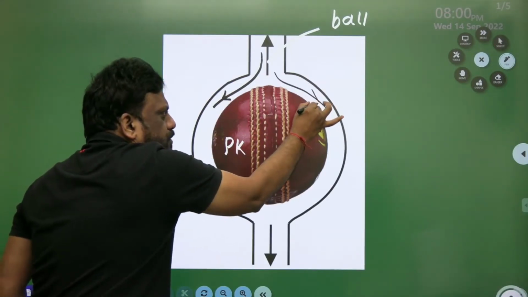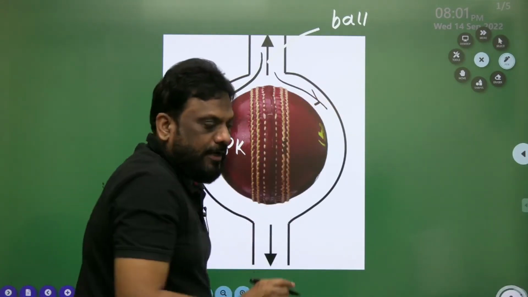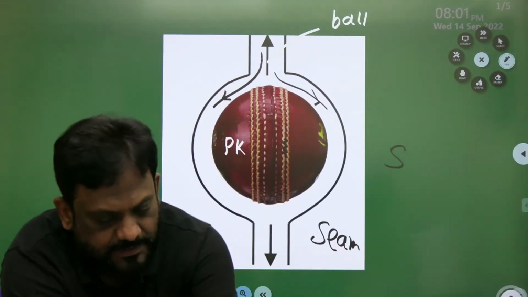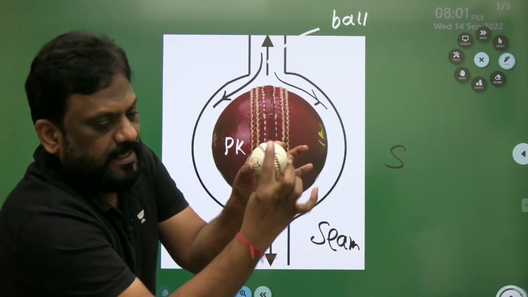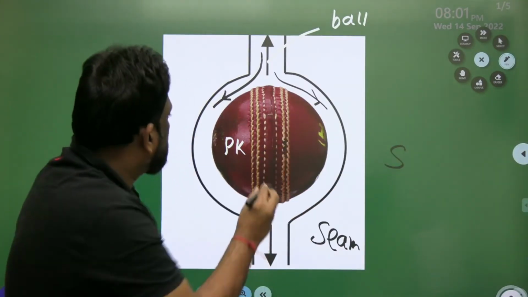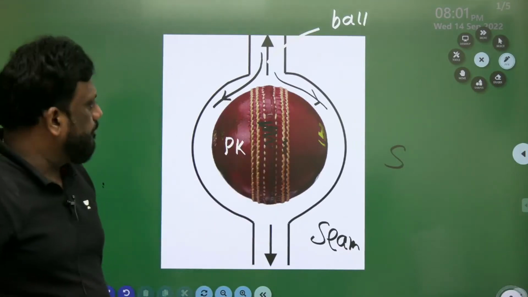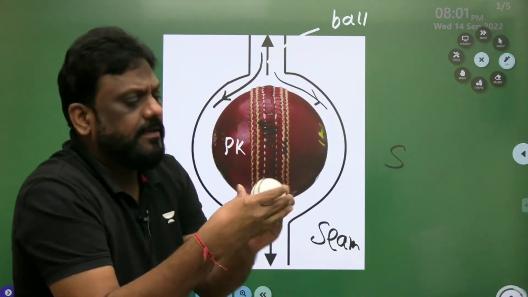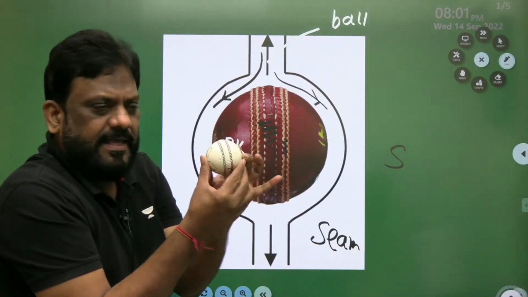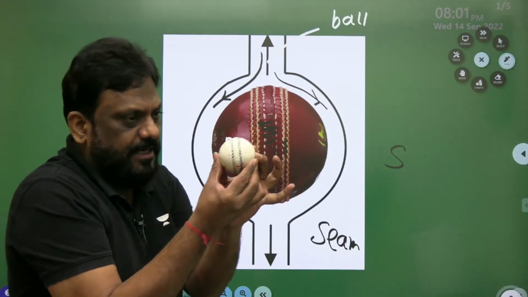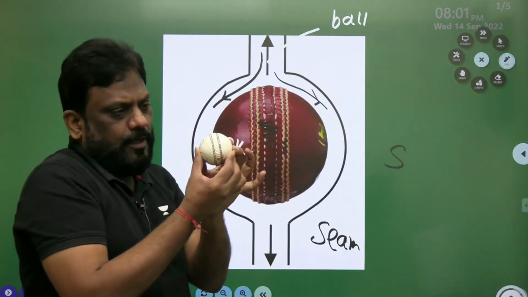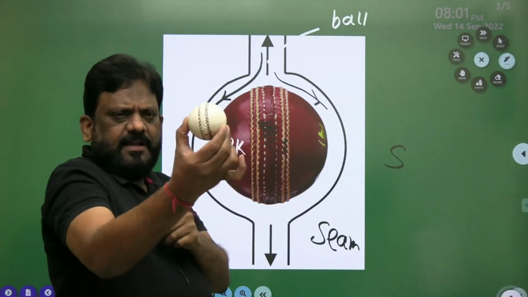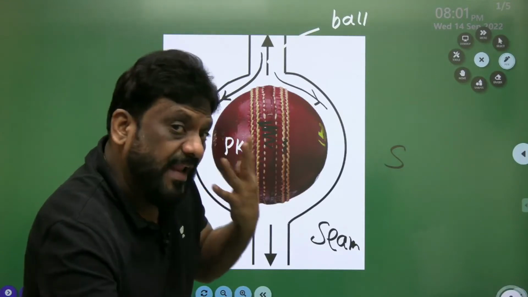Please note down that this portion we call the seam. This portion, the stitched one, is known as the seam. Now when the ball is held like this, exactly like this, without any change in the orientation, not at any angle, and the seam is exactly, perfectly straight to the wicket, then what will happen? Let us see.